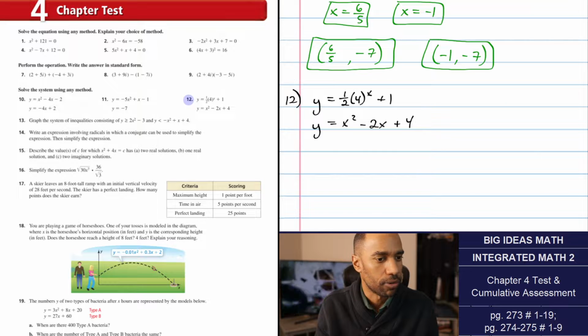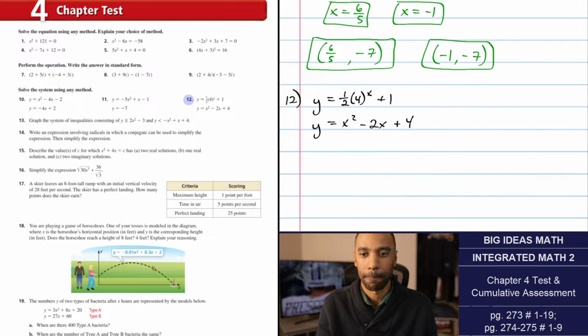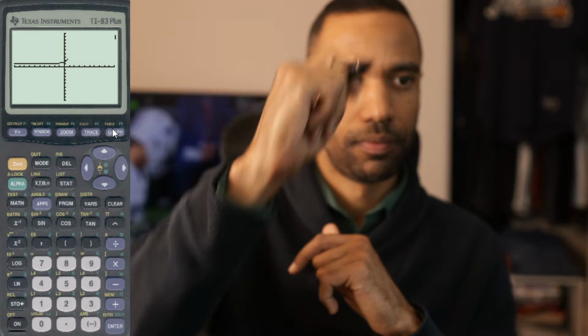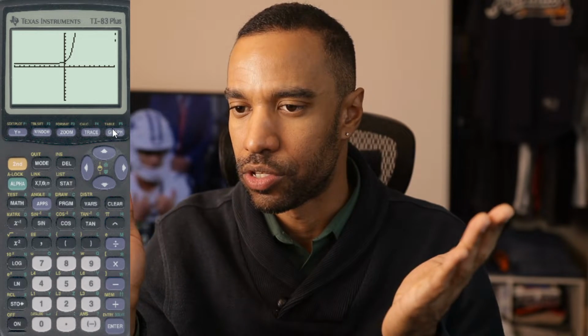I'm going to get my calculator program up and running. Give me 1 second. Graphing calc. There we go. Okay, so I need to graph y equals 1/2, I know what this one will look like at least, times 4 to the x, plus 1. And I'm going to graph y equals x squared minus 2x plus 4. The other one is quadratic.